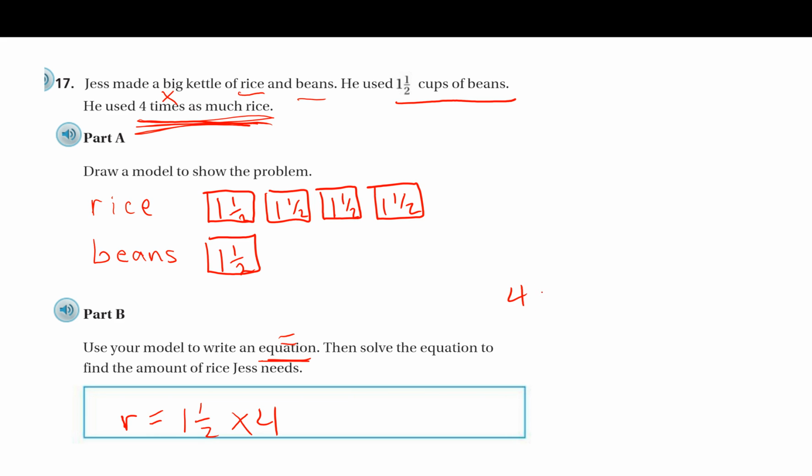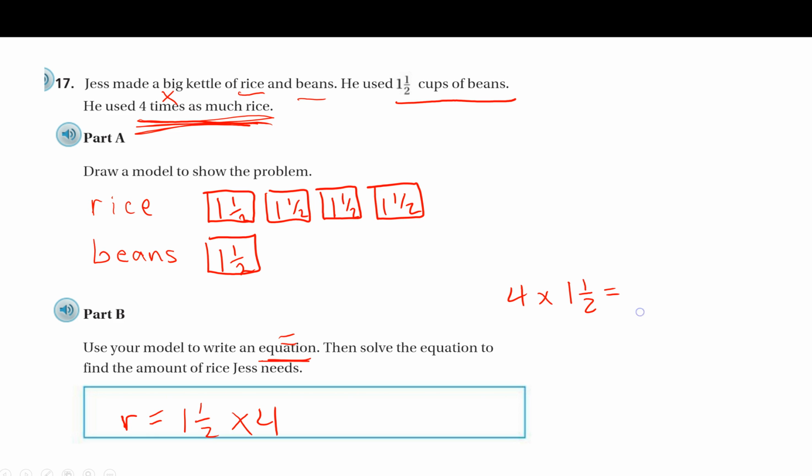So to solve this equation, I'm going to rewrite it. Some students like to have the whole number first and then the mixed number second. But again, with multiplication, we can flip that back and forth. It's not going to matter. So I usually do, the 2 main ways to solve this problem is to change this mixed number into an improper fraction first and then multiply. I like to multiply the whole number times the whole number, and then the whole number times the fraction part. So 4 times 1 is 4. 4 times 1/2 is 4 halves.